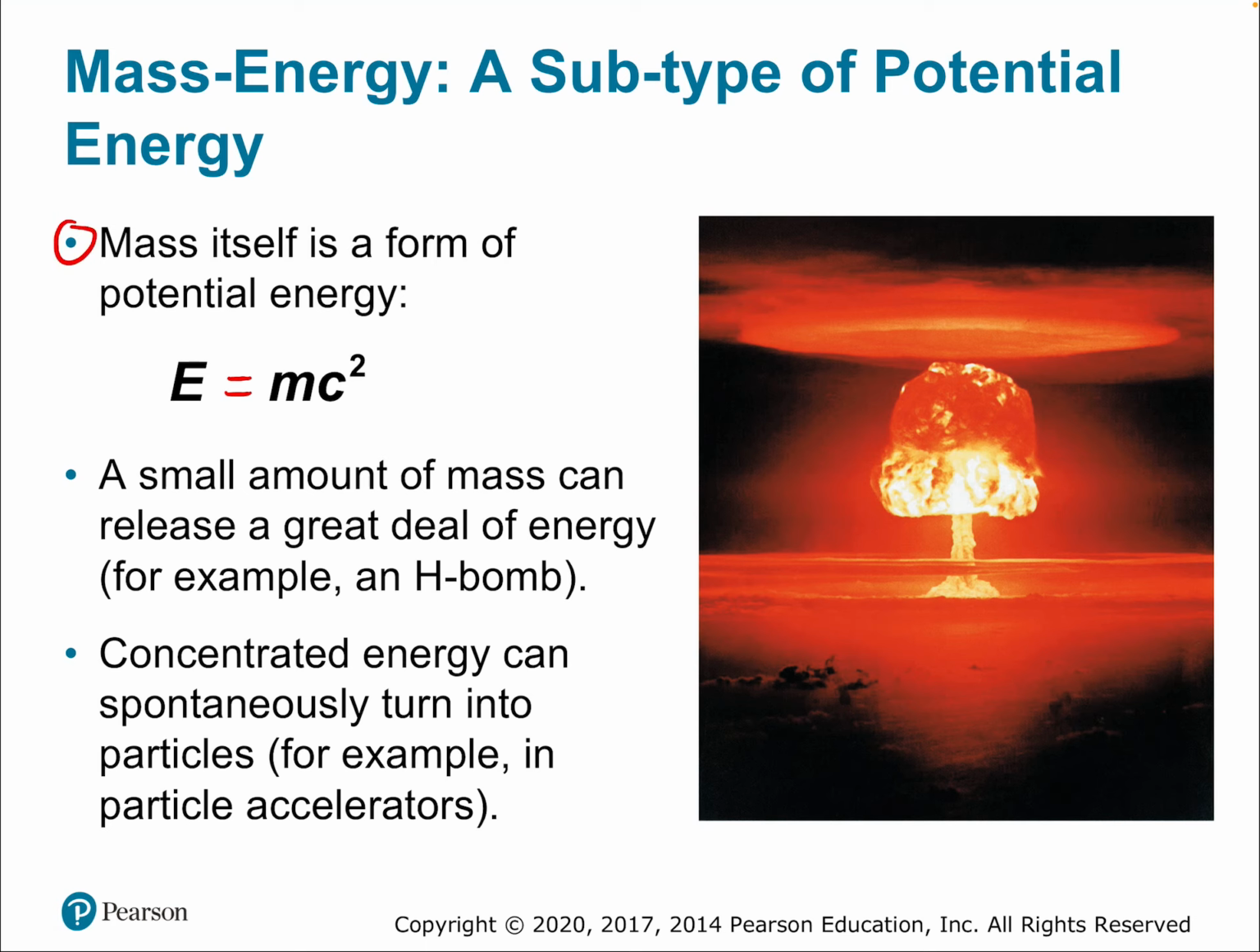All right, and by the way, the formula, if you look at the numbers, makes it very clear that a small amount of mass can release a huge amount of energy, which you probably are familiar with because that's what makes hydrogen bombs possible. That's what makes the huge amount of energy released by stars possible, right? So concentrated energy can spontaneously turn into particles as well. So you can actually go the other way. It's not just mass becoming energy. You can actually create mass from energy.